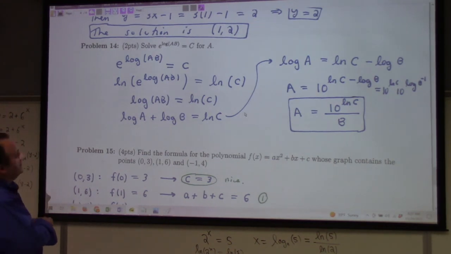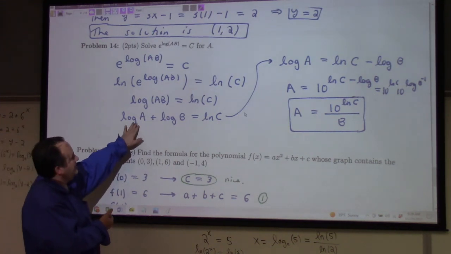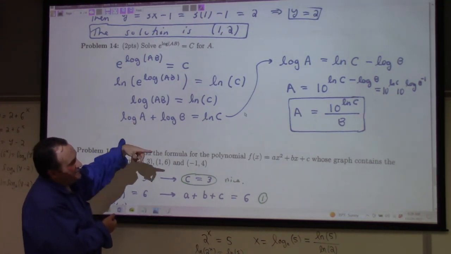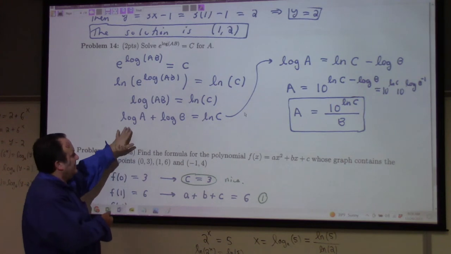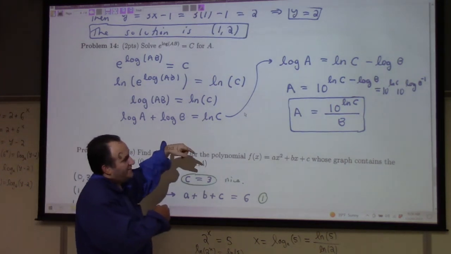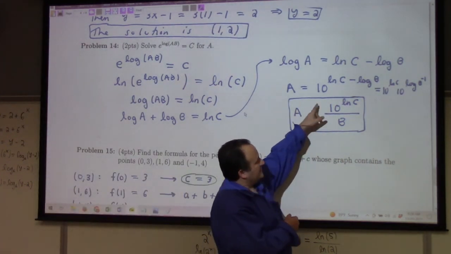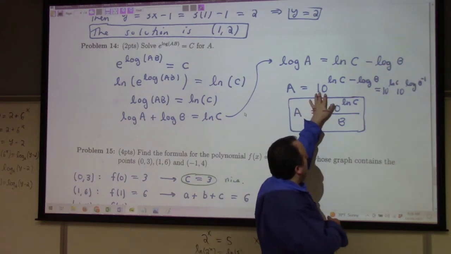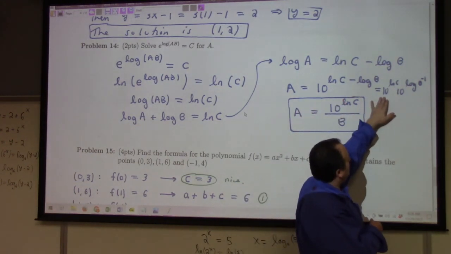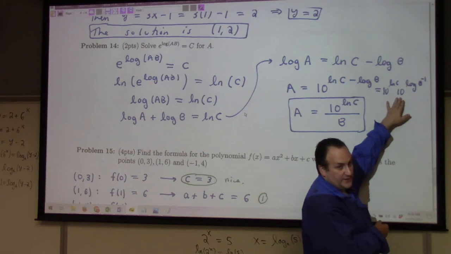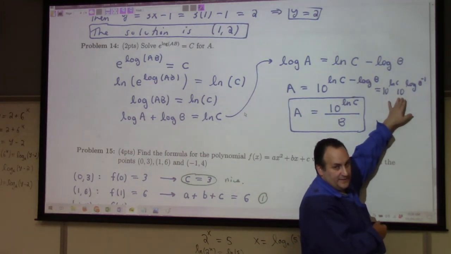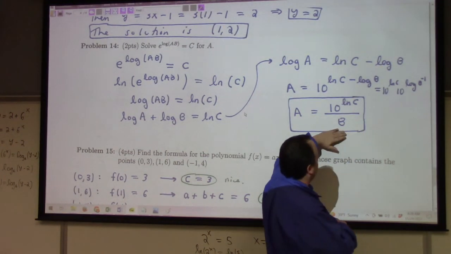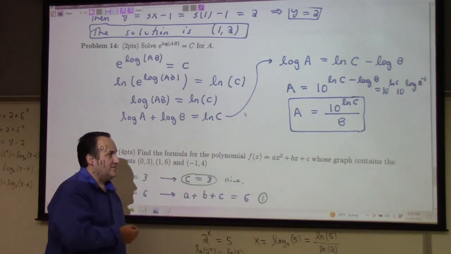So here, what I did was I took the natural log of both sides, simplified that, used the property of logs to isolate the a, log of a, right? Subtract log b to the other side. Then I took both sides and exponentiated at base 10 to get this. Now, notice that this is the same as 10 to the log c times 10 to the log of b minus 1, right? But that is identically 1 over b. So this is the nice way to write the answer.